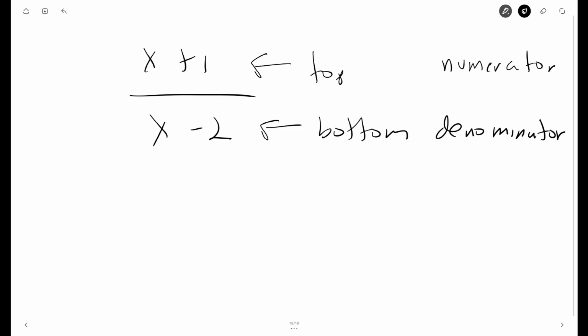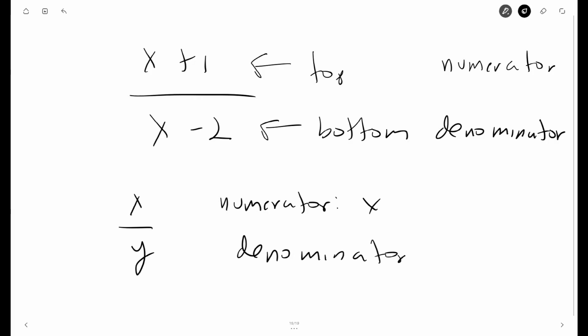So you have something like x over y. So the numerator is x and the denominator is y.